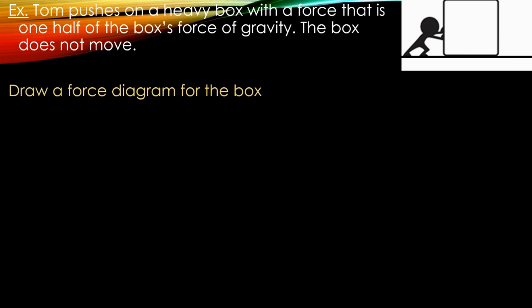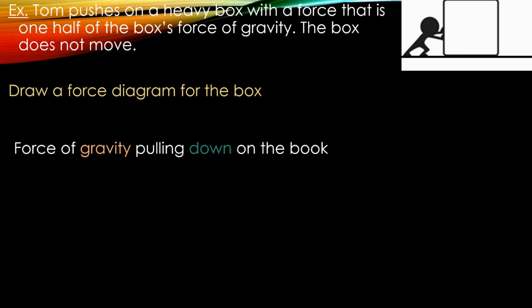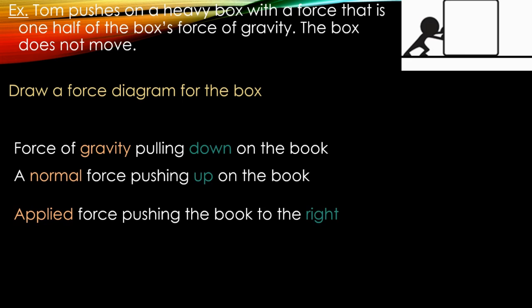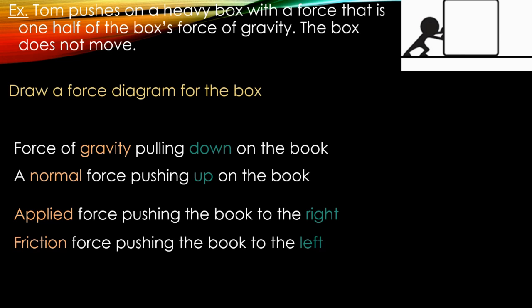We are going to assume that Tom lives on Earth, so there is gravity pulling down on the box. The box is sitting on a level surface, so there is a normal force pushing up on the box. Tom is pushing on the box, so he is applying a force to the right. So why isn't the box moving? There must be some force keeping the box from scooting across the floor. There are two surfaces moving against each other, so there must be a friction force acting to the left.